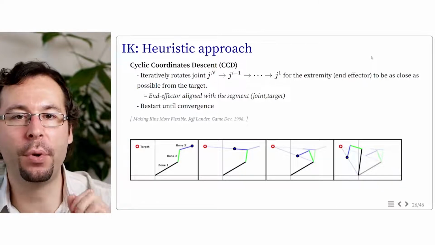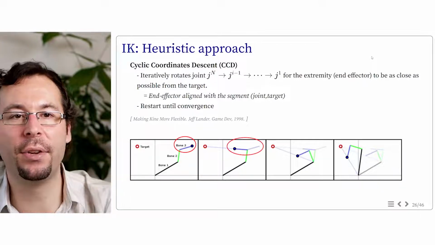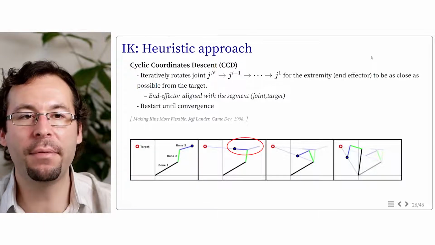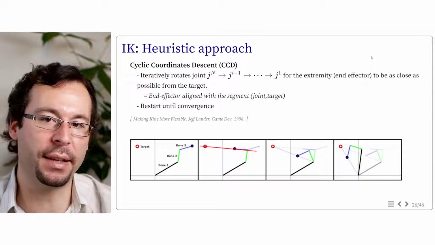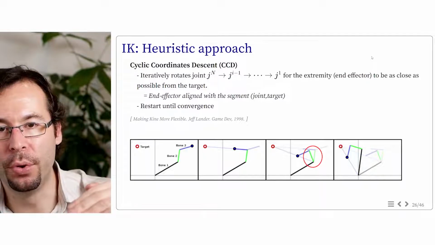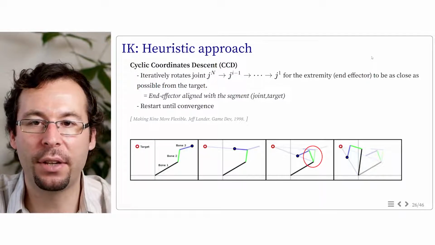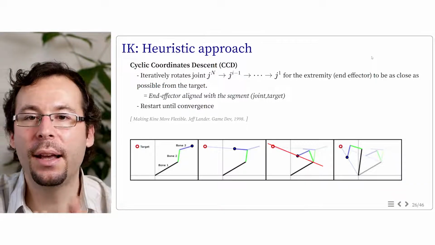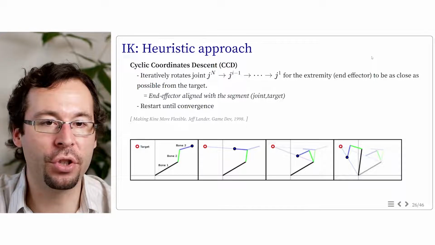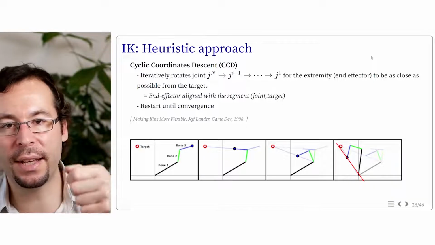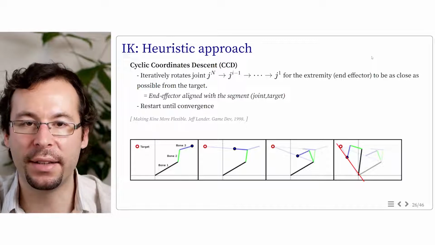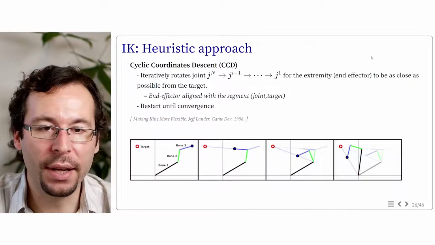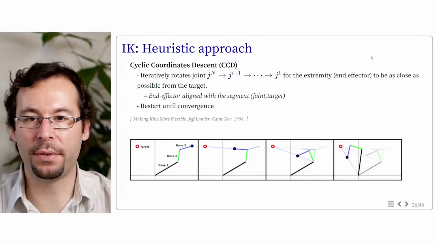First, we start with bone 3. We rotate it so that the end effector is the closest to the target, meaning that the bone is actually aligned with the target. Then we rotate bone 2, and in this case we set the end effector, the second joint and the target to be aligned. And then we do the same for the first joint and rotate it such that the target, the extremity and the joint are aligned. And then we restart from bone 3 and so on until convergence.